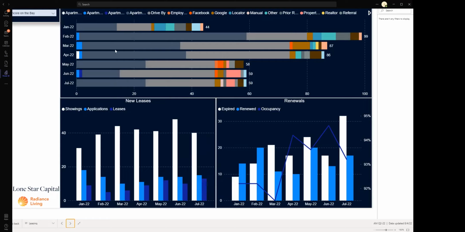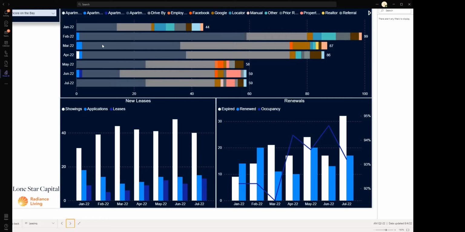It's interesting to look at, when you dive into this, the different properties and where these leads are coming from. So this is Encore on the Bay. As the name would suggest, this is on a bay in southeastern Houston. The property itself is quite gorgeous and has a great presence from the street. There's quite a bit of curb appeal.